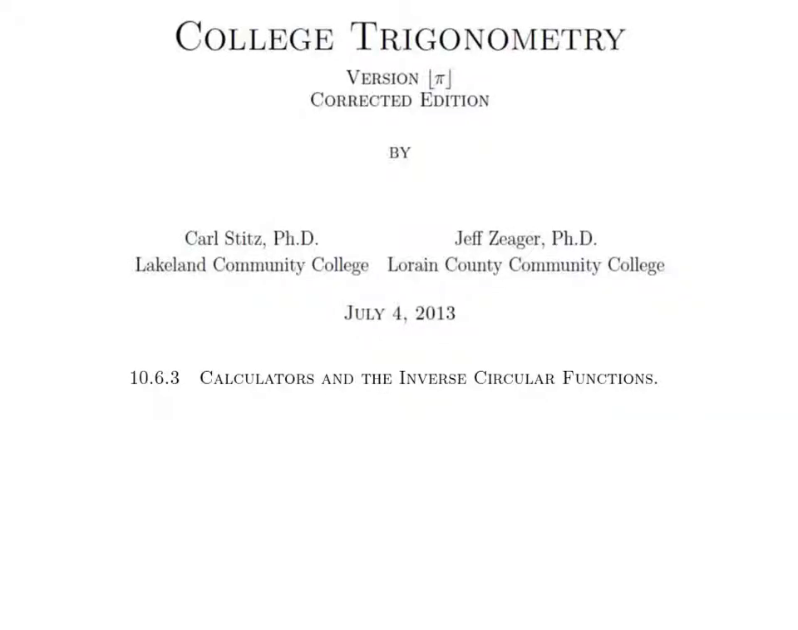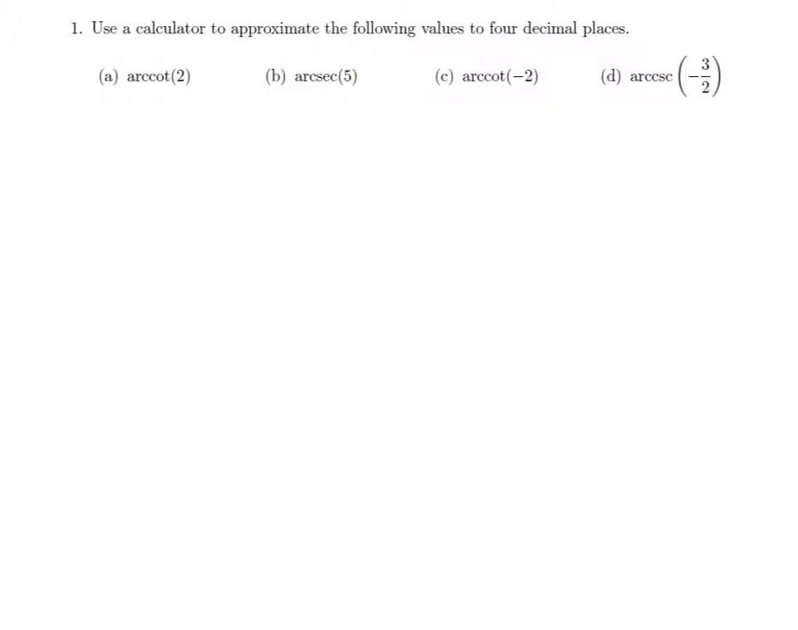This is an overview video for College Trigonometry version 3 by Stitz and Ziegler, 10.6.3 Calculators and their inverse circular functions. This is the third of 3 videos for this section. When using a calculator to approximate values to 4 decimal places, they usually tell you how many decimal places to use. We will assume radians, since this book for the most part is using radians other than in story problems. So make sure you use your calculator in radian mode, not degree mode.